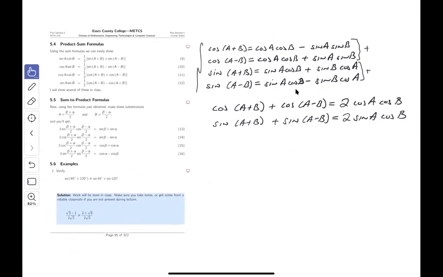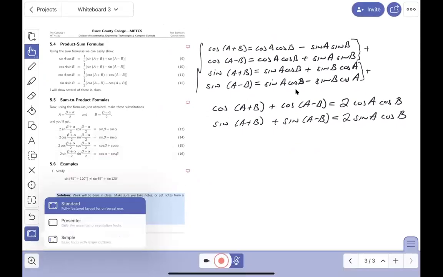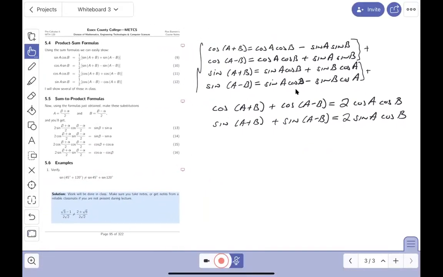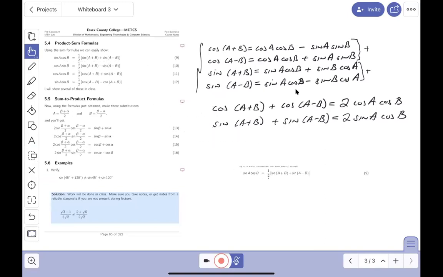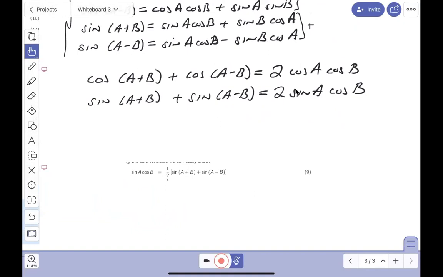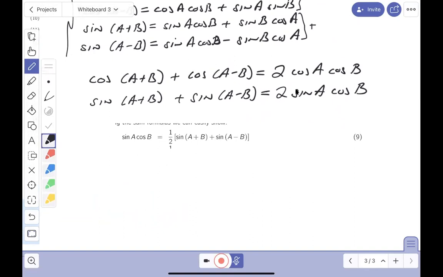All right. Now, someone says you read something a little bit differently, and I want to point out. I want to look at this one right here. I'm going to pull it on the side. Let's take a look at this one over here. And someone says, where'd that one come from? Well, sine A cosine B, right? What did they do? They divided both sides by 2. That's all they've done. And we're getting the formula that we have over here. All right, that's formula number 9.